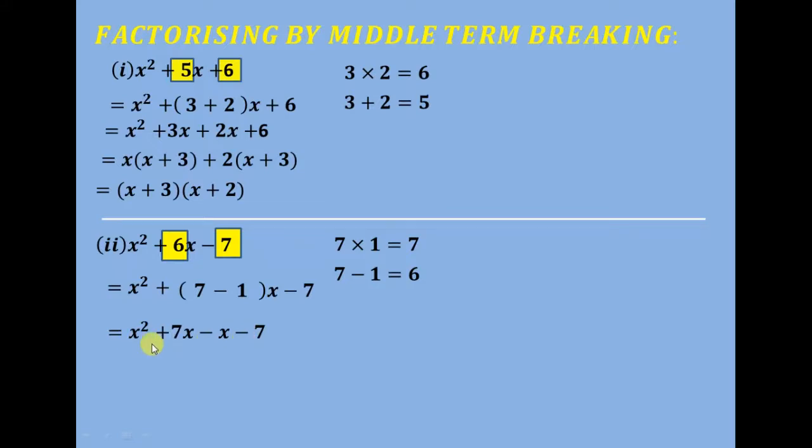So from here I'll take x common out, so x plus 7, and from here I'll take minus 1 common out. When I take minus 1 common out, the minus sign becomes a plus. Now if you check here, we will find x plus 7, x plus 7. So when x plus 7 comes out, we get x minus 1. So this is the final answer for this question.